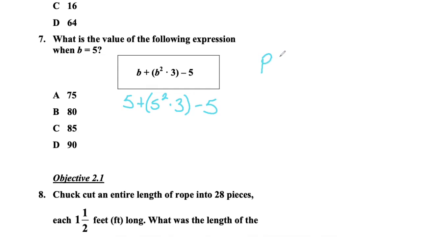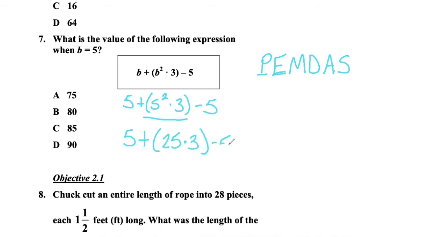Just as a reminder, I'm going to write the order of operations, which is PEMDAS. First we see, is there a parentheses? Yes, I see a parentheses right here. On the inside of the parentheses, first we're going to do the exponent. So that'll be 5 plus 5 squared is the same as 5 times 5, which is going to be 25 times 3 minus 5. Then we're going to do the multiplication.